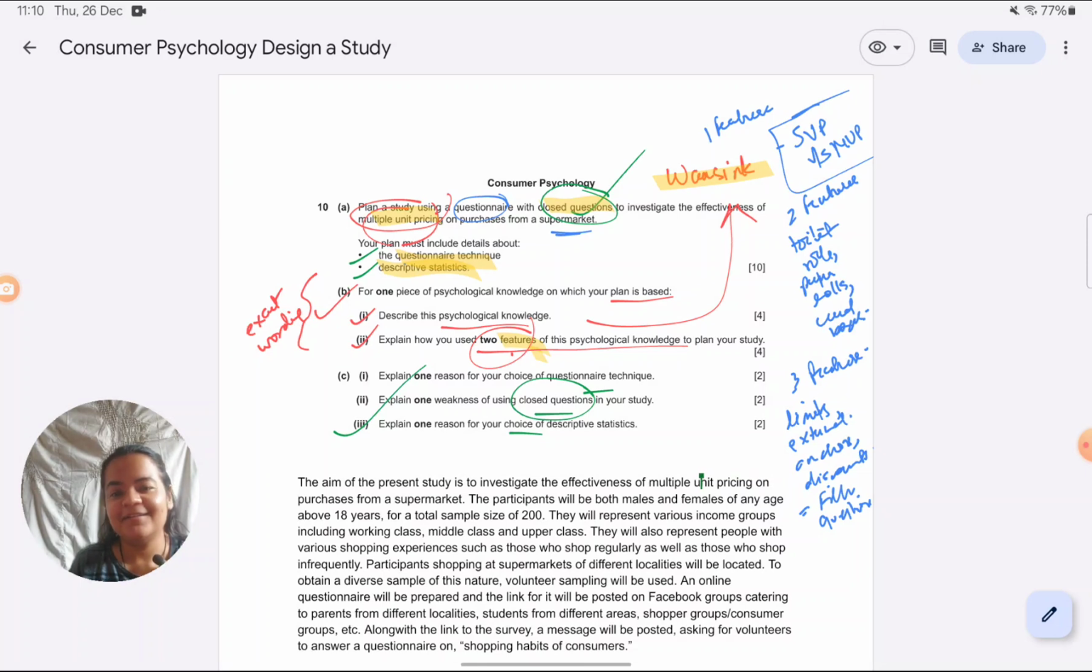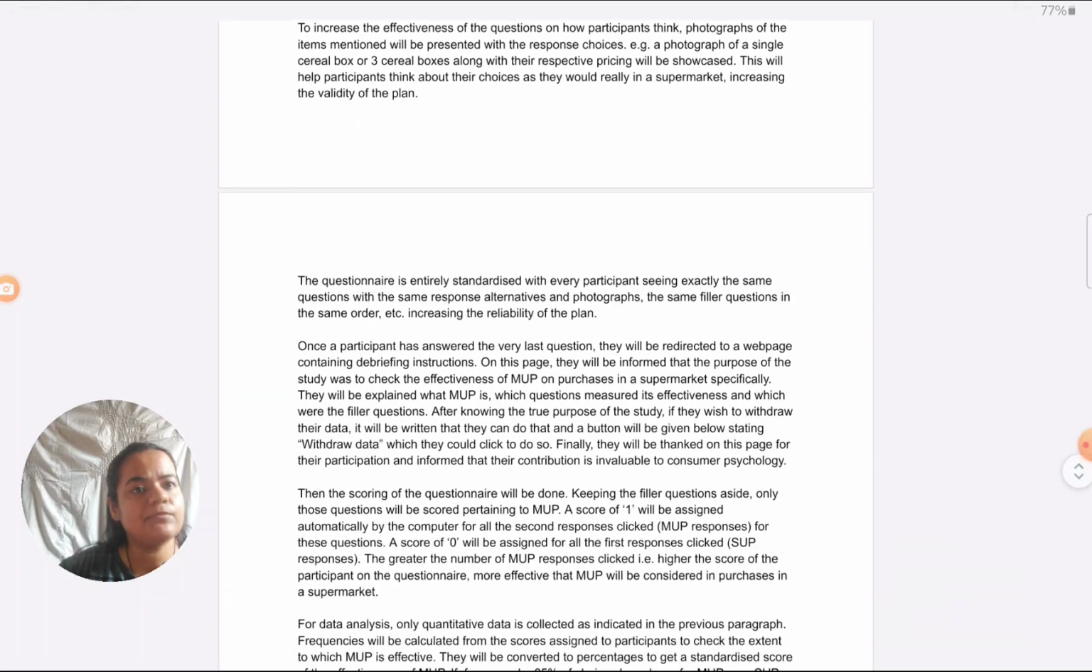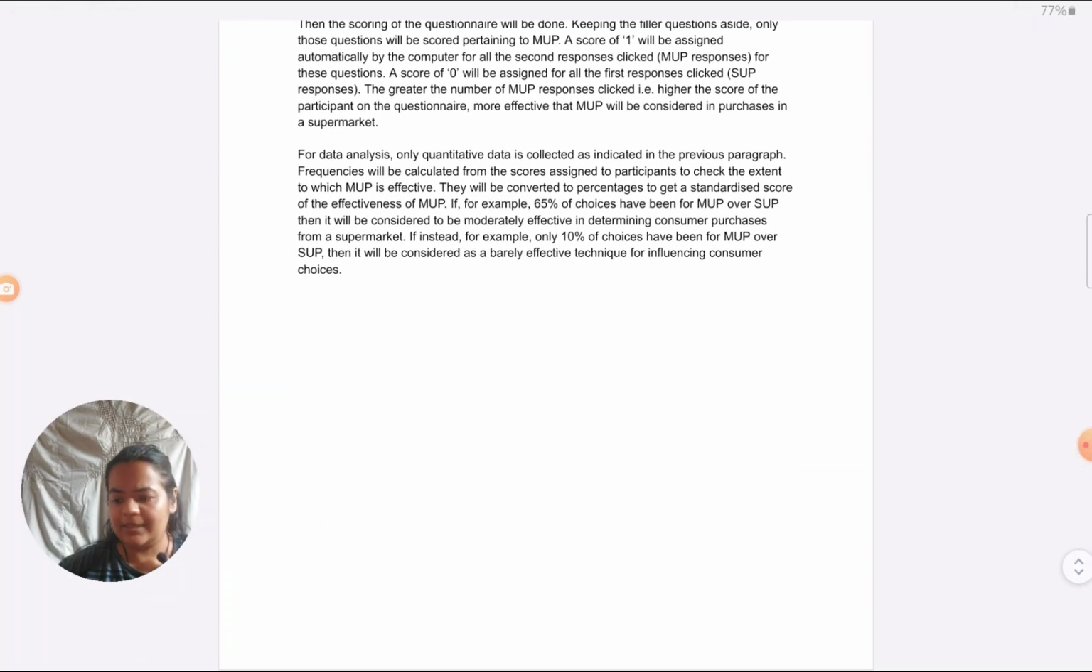Okay. Coming to part B. For one piece of psychological knowledge on which your plan is based, describe the knowledge and explain how you have used two features of this knowledge to plan your study. Now it's going to be easy for me to answer this because I kept it in view right at the beginning. I'll just show you how to answer because there's a lot of confusion about these questions, the B part.